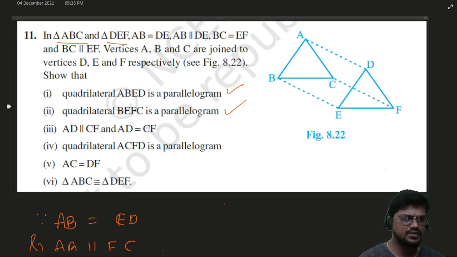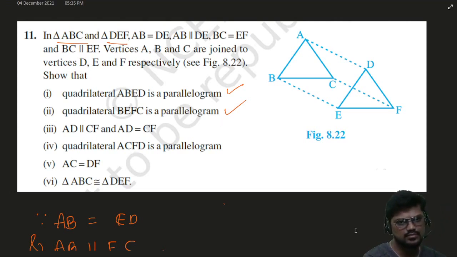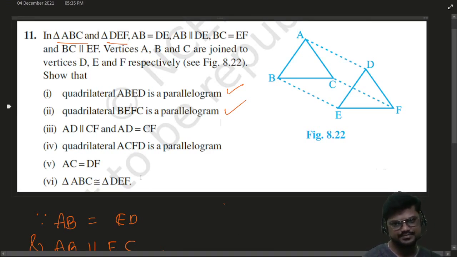Sir, is it compulsory to prove that the other pair of opposite sides is equal? No, it's not required. If one pair of sides of a quadrilateral is equal and parallel, that's it. You can say that it's a parallelogram. Because it cannot be a non-parallelogram. It has to be a parallelogram only, because if two sides are parallel and equal, it will be a parallelogram only.